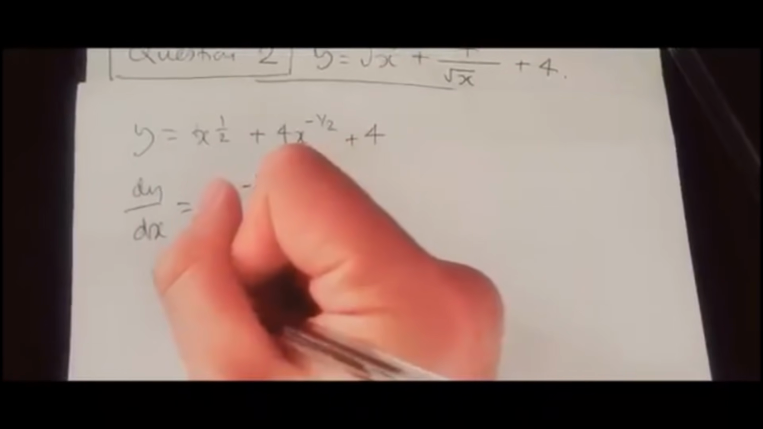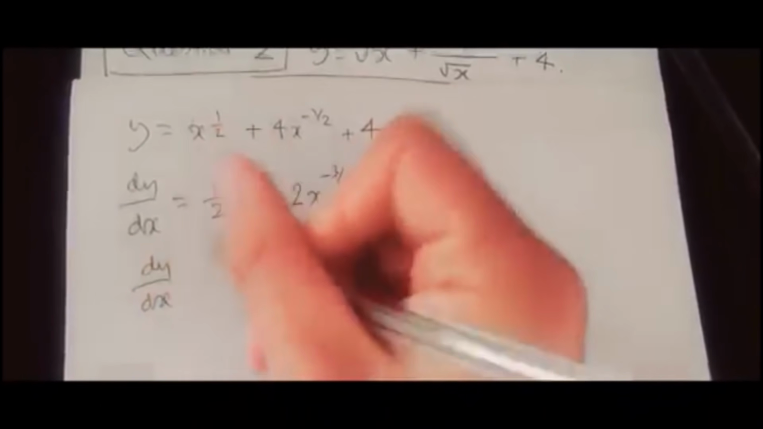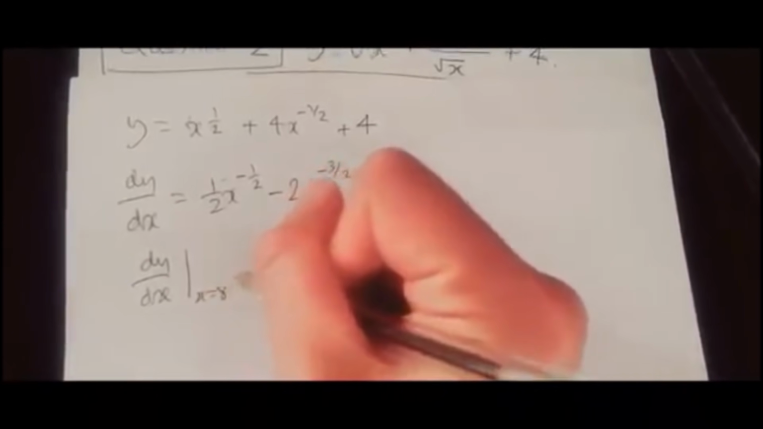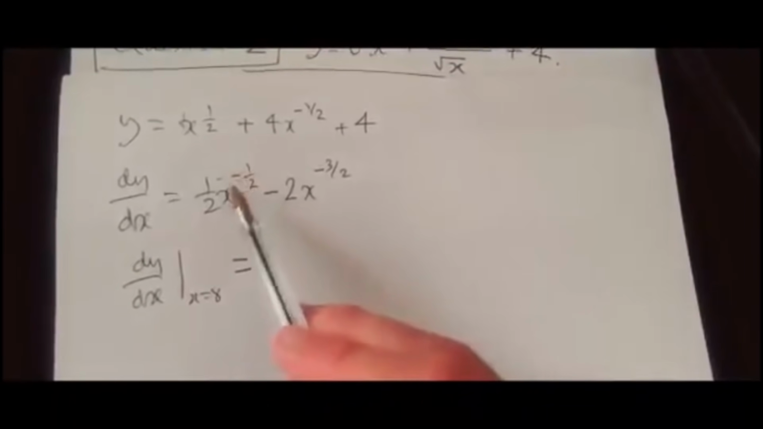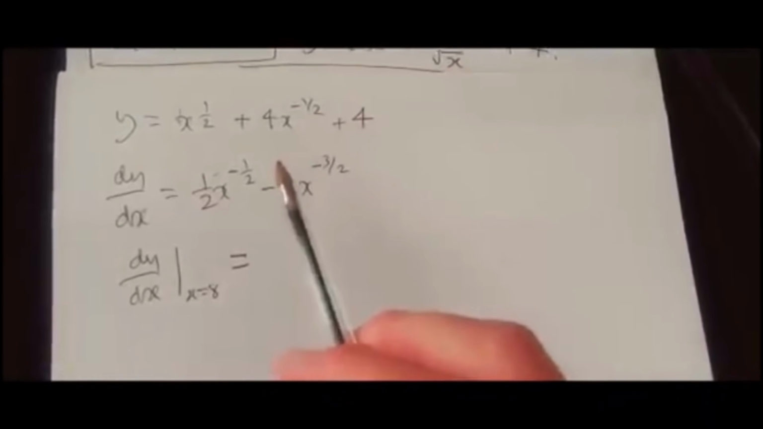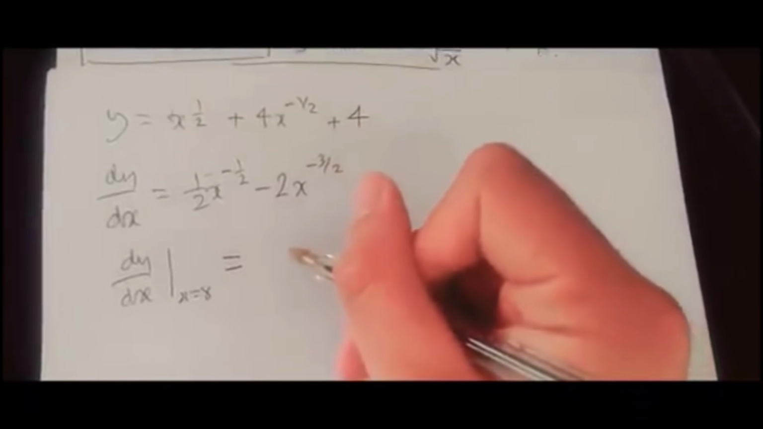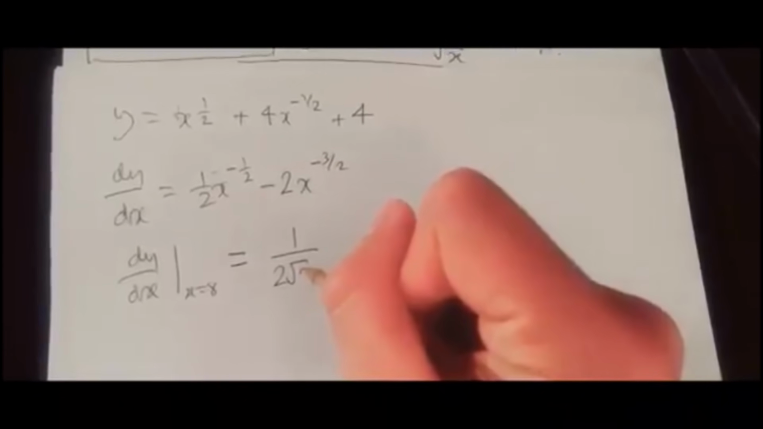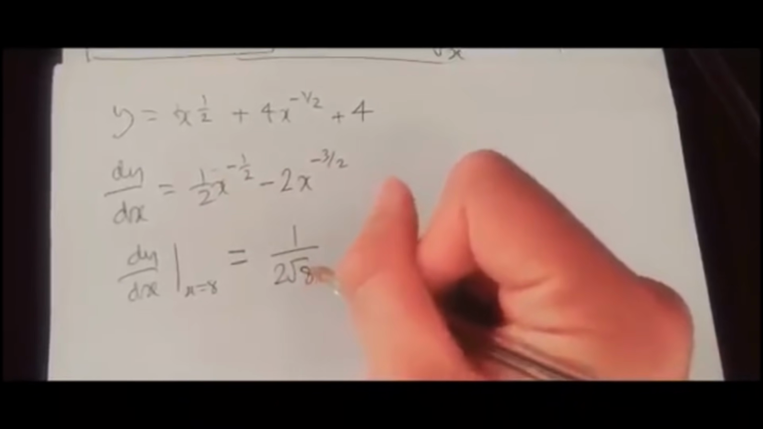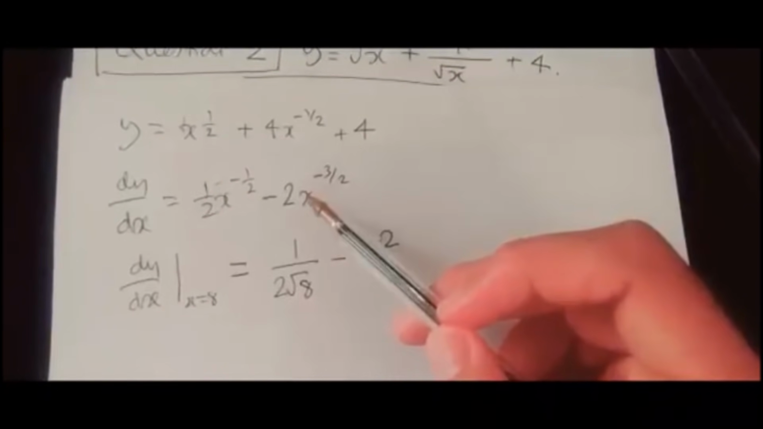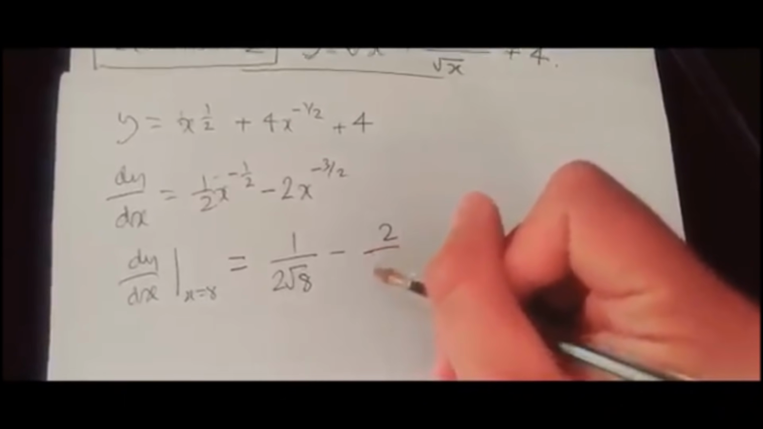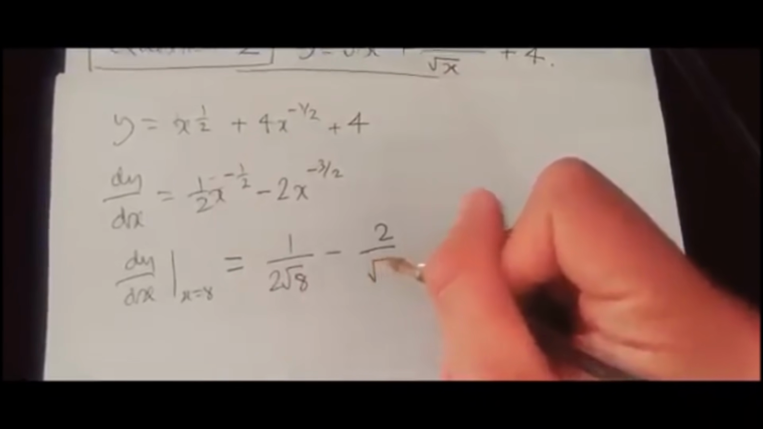Now, here they ask us to plug x equals 8 into this dy dx. So dy over dx, when x equals 8, we should get... Before we do this, let's put this into the same format as the previous question itself. We should have 1 over 2 root x, or in this case, instead of x, we're going to replace it with 8, minus 2. Now this case, it's going to be underneath, so it will be root x cubed underneath, or in our case, root 8 cubed.